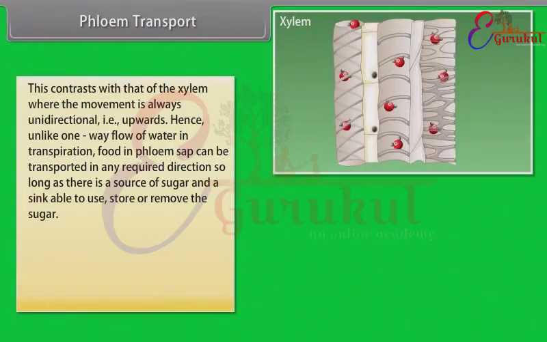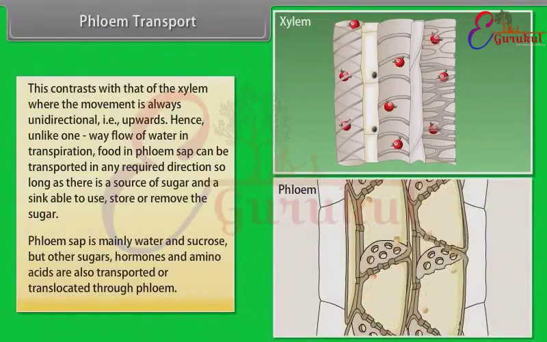Hence, unlike the one-way flow of water in transpiration, food and phloem sap can be transported in any required direction, so long as there is a source of sugar and a sink able to use, store, or remove the sugar. Phloem sap is mainly water and sucrose, but other sugars, hormones, and amino acids are also transported or translocated through phloem.